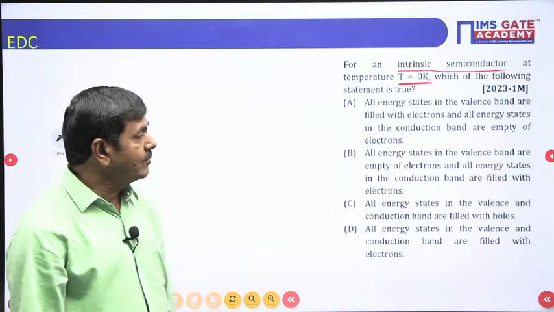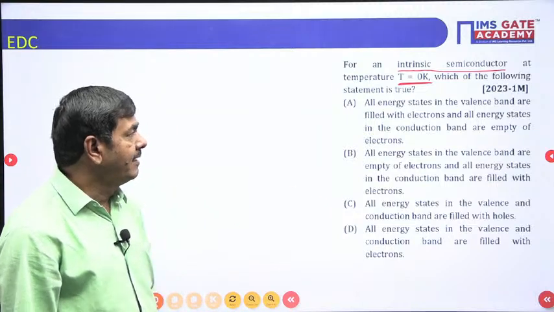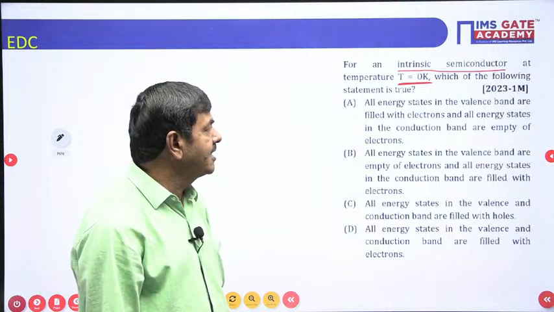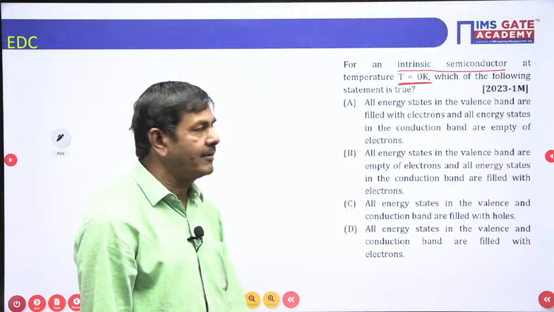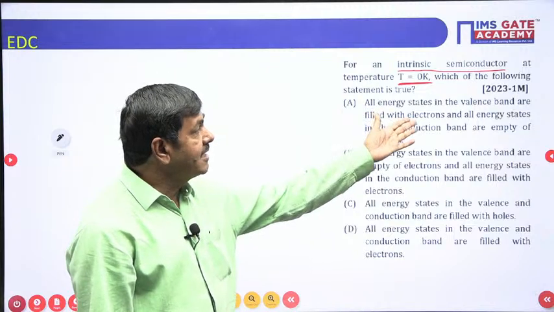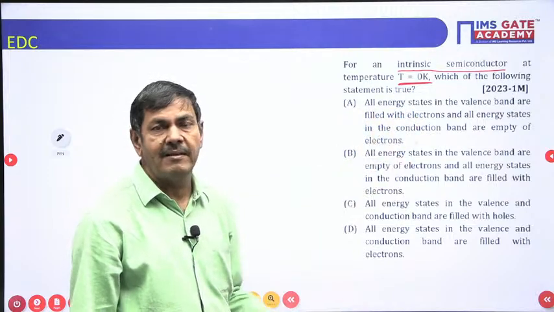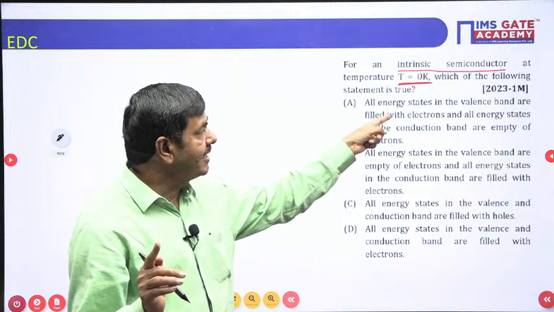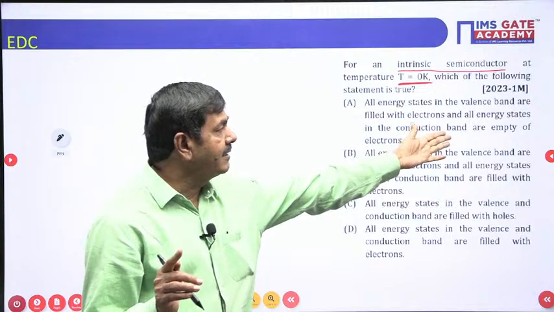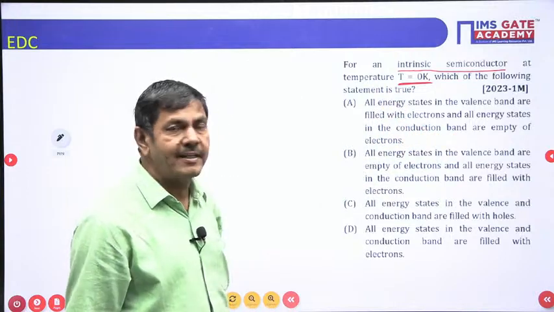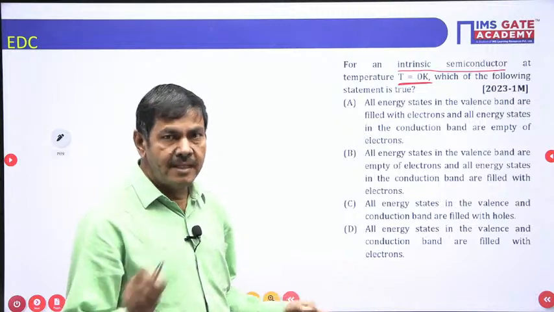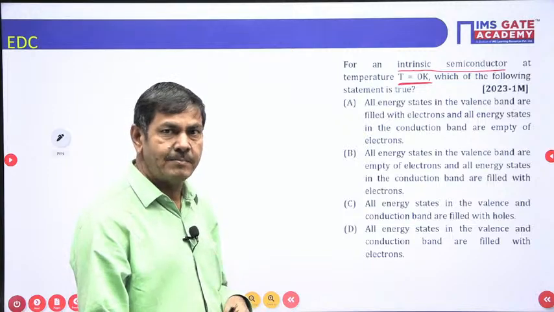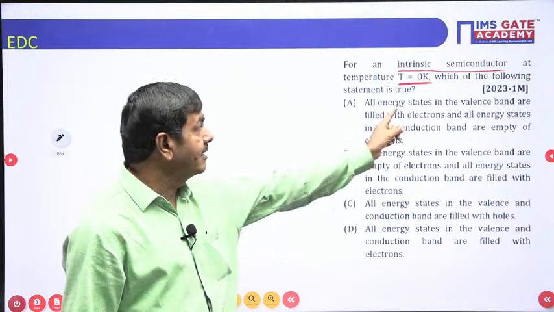So which option is correct? What are the four options given? Option A: all energy states in the valence band are filled with electrons and all energy states in the conduction band are empty of electrons. That means all the electrons are in the valence band, and the conduction band does not have any electrons. That is the first option.